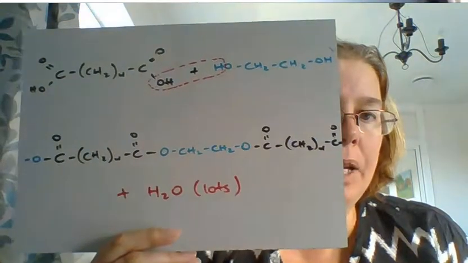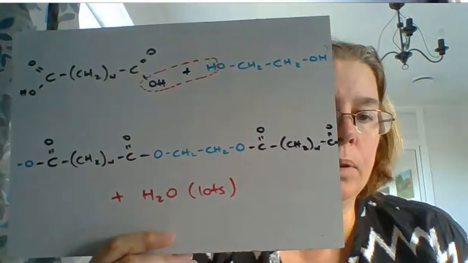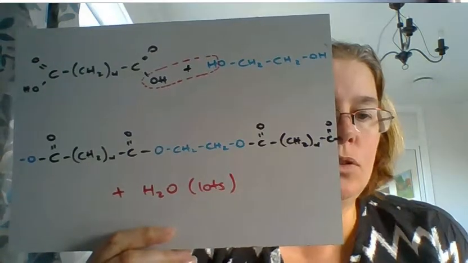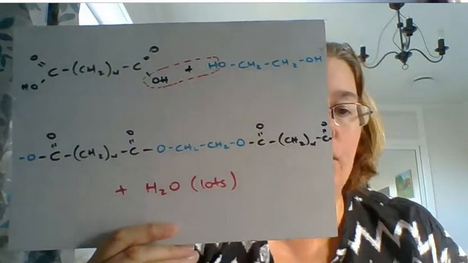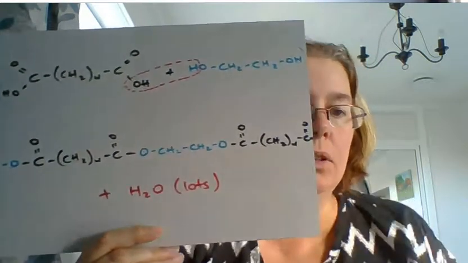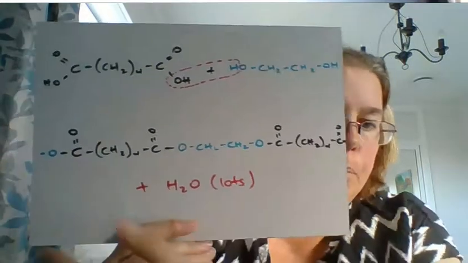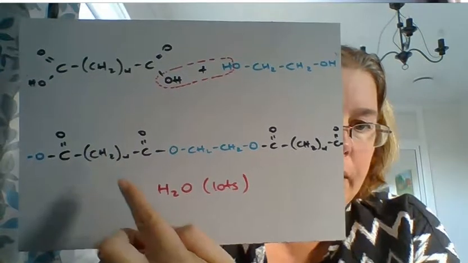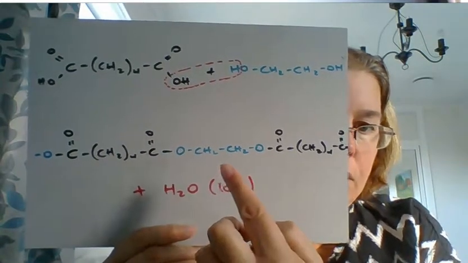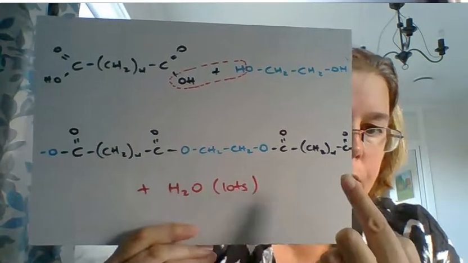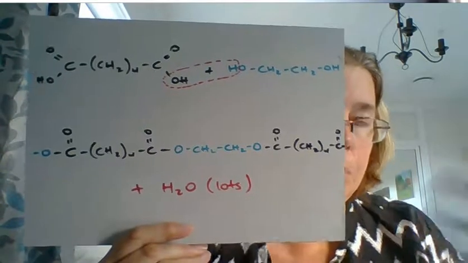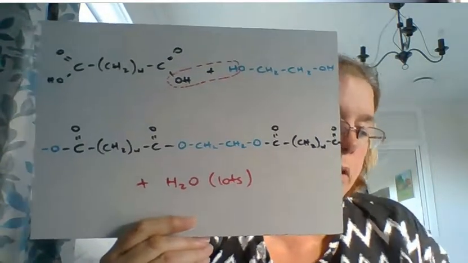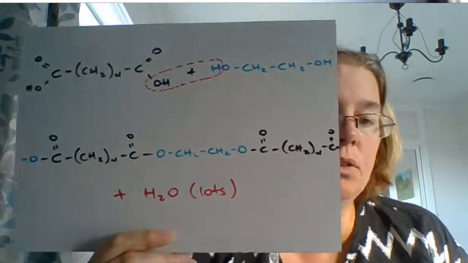This is going to happen at both ends of the molecule. And so we end up with a long chain of two alternating chunks. So you've got the bit over here, which has come from the carboxylic acid, then the bit that's come from the alcohol, then the bit that's come from the carboxylic acid, then the alcohol, carboxylic acid, etc., etc., etc.